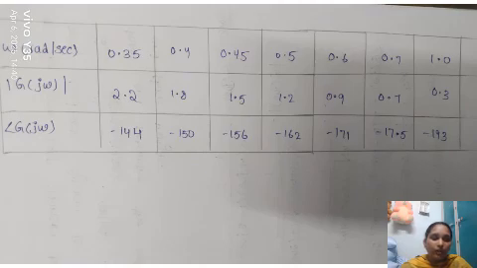Mod G(jω) = 2.2, 1.8, 1.5, 1.2, 0.9, 0.7, 0.3. Angle G(jω) = -144, -150, -156, -162, -171, -175, -193.